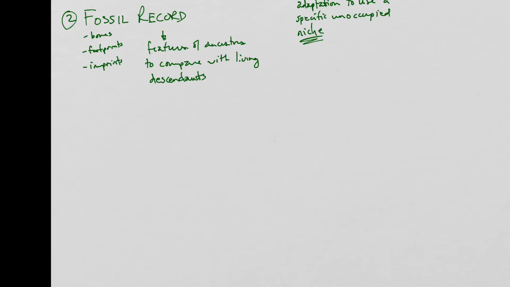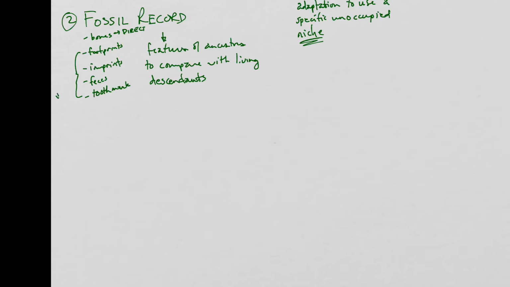Okay, so things like bones are really awesome because they provide us with direct evidence of things. But footprints and imprints of things, and they also do find fossilized feces a whole lot. Maybe they might find like a tooth mark on a bone or something like that. These are all really cool pieces of information, but this isn't considered to be direct evidence because it's not the bones that you can compare things with, but this is called indirect evidence.